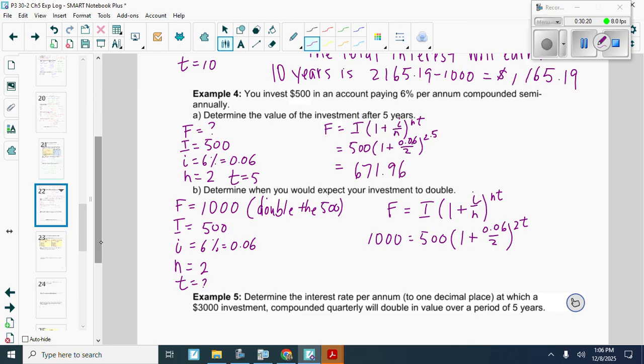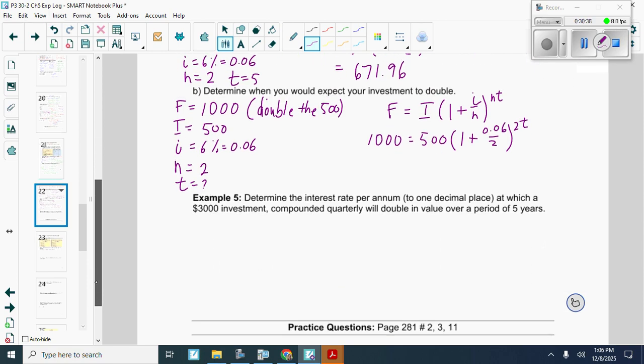Okay, so guys, remember, when we have our unknown in the exponent, don't forget how we solved for exponents before. Okay, so I'm just going to rewrite this a bit and clean this up in the middle. Guys, do you see that this is my base? Okay, so I'm going to divide both sides by 500.